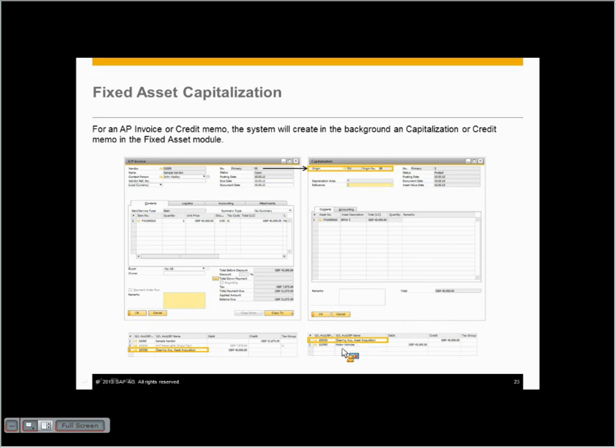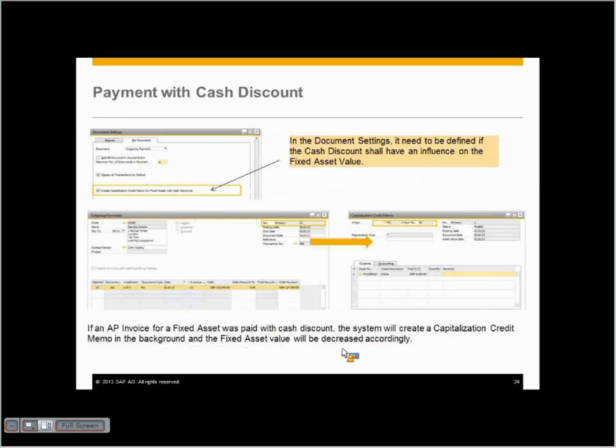So the next part I want to show you is the payment with cash discount. Because in the document settings, it needs to be defined if the cash discount shall have influence on the fixed asset value. In some cases, it's required that this cash discount should decrease the fixed asset value if you create a payment for an invoice. So that means if you are doing an outgoing payment for an invoice which includes a fixed asset, the system will consider that and will create a credit memo of the capitalization of the fixed asset.